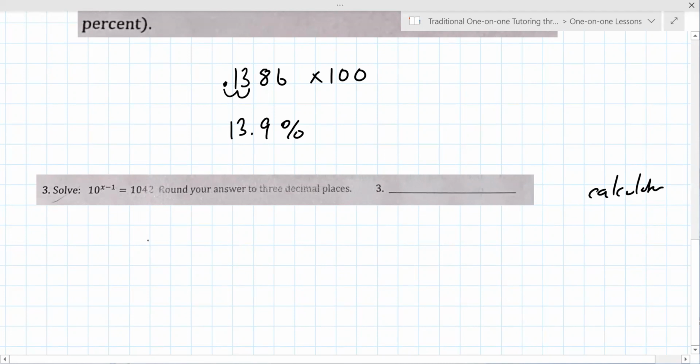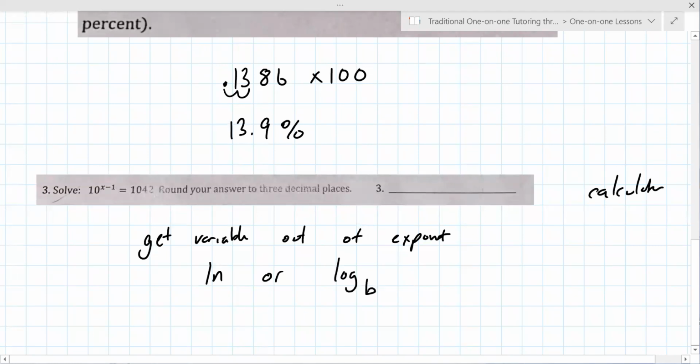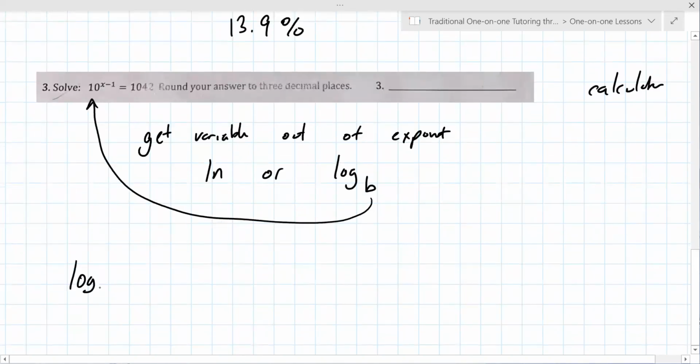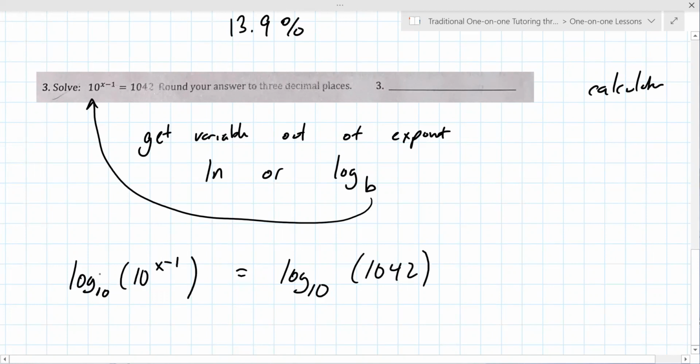Or I'm sorry, really it's this. It's to get a variable out of the exponent. You either use ln or log base b. We used ln in the previous problem, but this time we're going to use log base b, and your b this time is 10. So you write log base 10, which is independent of this. Then we write 10^(x-1) equals log base 10 of 1042.